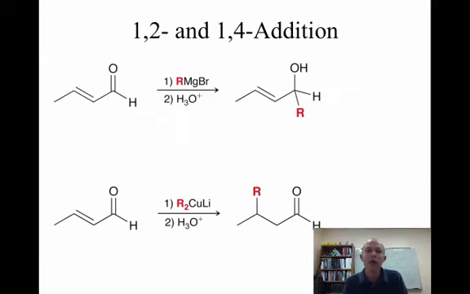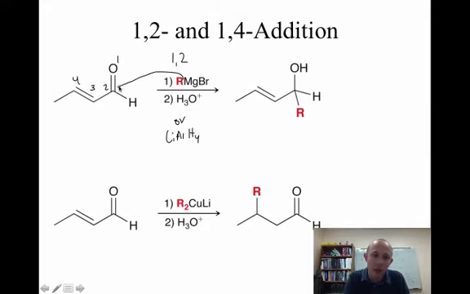Okay, so really strong bases, and mostly the only ones that we're going to talk about are Grignard reagents or lithium aluminum hydride. These undergo 1,2 additions, right? So the R group attacks this carbon. We break the carbon-oxygen double bond, which eventually gets protonated. So we added something to 1 and we added something to 2. That's a 1,2 addition. If we have a weaker nucleophile, remember cuprates aren't as reactive as Grignard reagents.